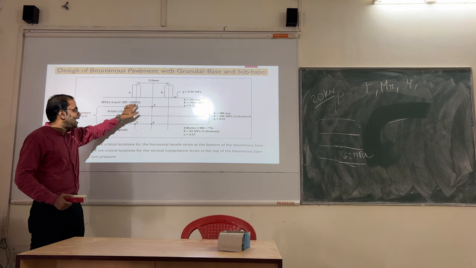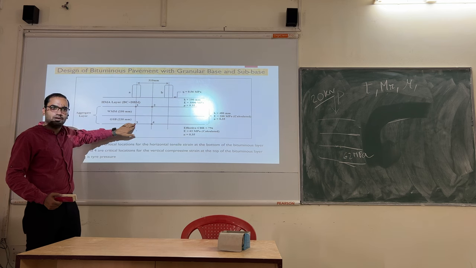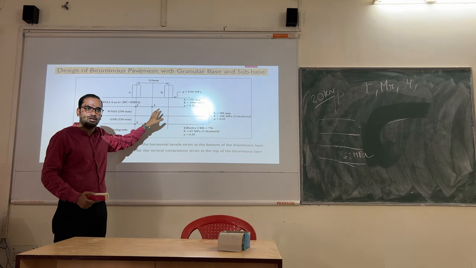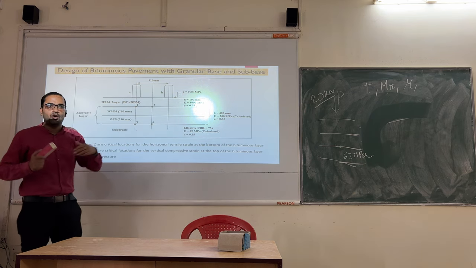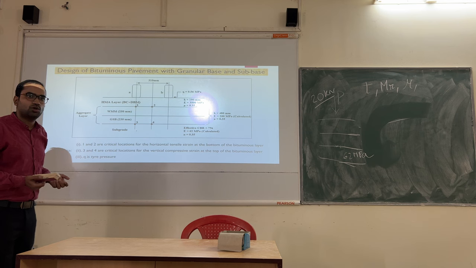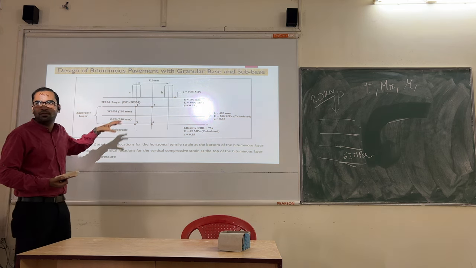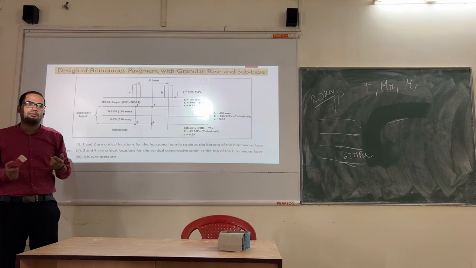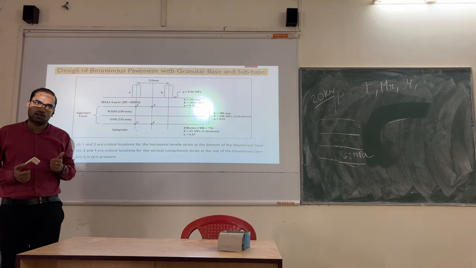So you calculate just at the bottom of the tire, and at half the distance in between the two tires. Wherever you are getting the maximum value, that you have to evaluate. Many times it may not happen at the bottom of the tire that you get the maximum deflection or maximum stress-strain value. It can also occur at some side distance.